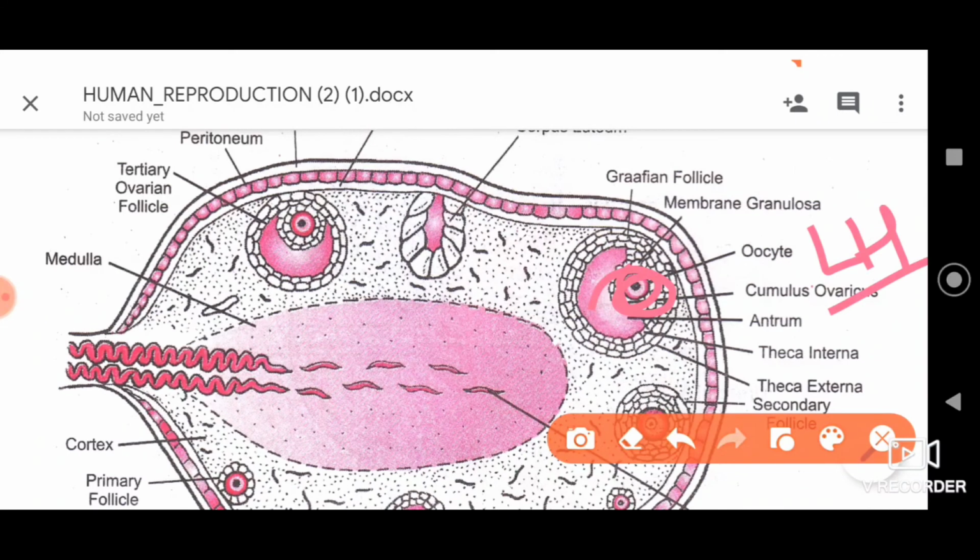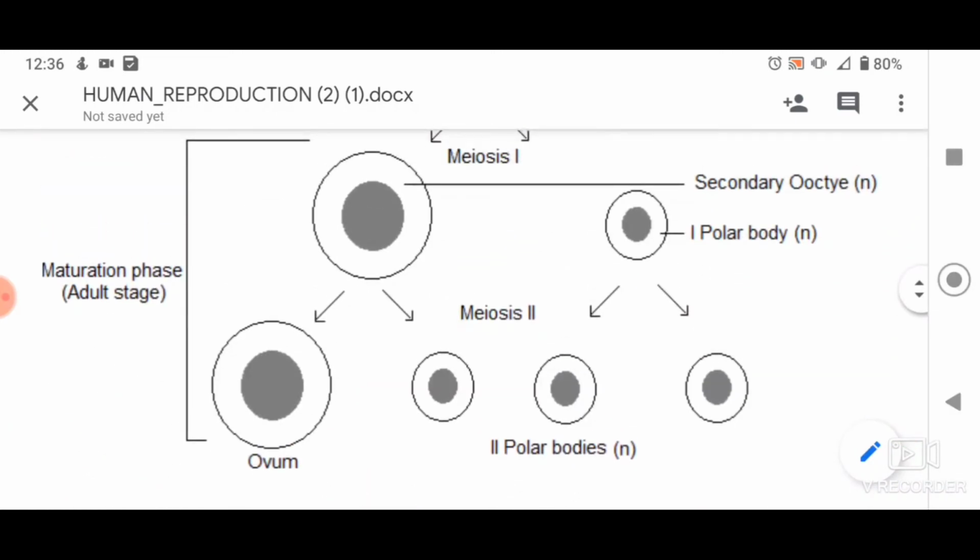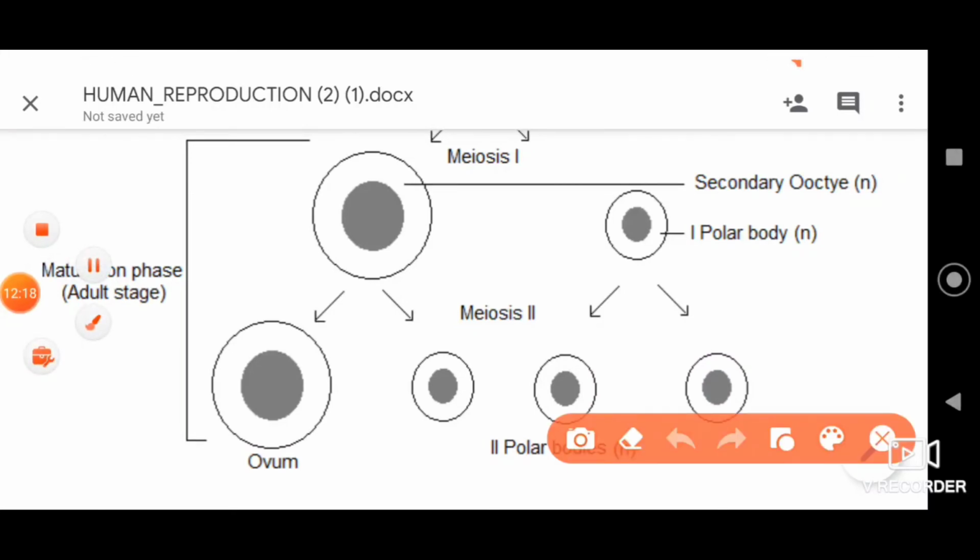Now the secondary oocyte itself is what we refer to as the ovum. See here, dear friends, this is the important aspect you need to remember. Now I will tell you what happens during the maturation phase. So ovulation, all this is occurring in the maturation phase, dear friends. The secondary oocyte or the ovum, as you call it, will be captured by the fimbriae.